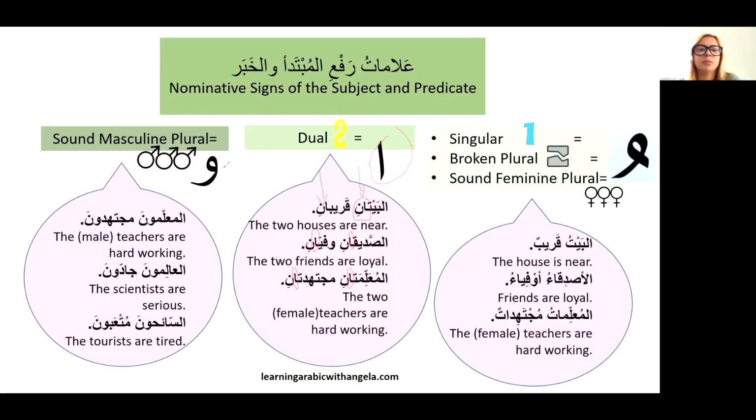Now for the sound masculine plural is the waw. Just be careful, that's a waw, that's not a dhamma like here. Waw, المعلمون مجتهدون. So waw in the nominative case, because that's the natural case where the subject and the predicate are in. العالمون جادون. The scientists are serious. السائحون متعبون. The tourists are tired. So the waw in the case of the sound masculine plural. So these are the signs of the predicate and the subject. Remember the dhamma or double dhamma, the alif and the waw, always in the nominative case unless you have intrusions to the sentence.